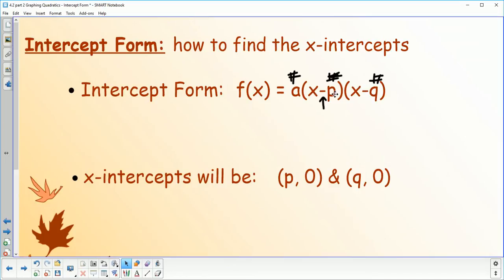Now, it's also really important that you notice here our signs change. If it's x minus p, then p is a positive number. If this was x plus p, then p would be a negative value. So it's really important that we understand our signs change there. They're always going to be the opposite when we talk about intercept form.